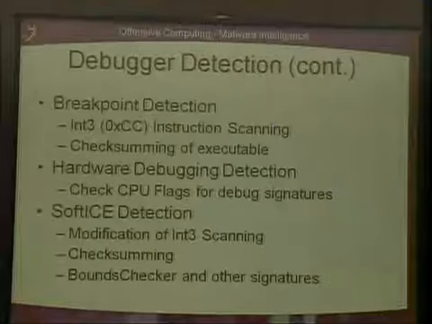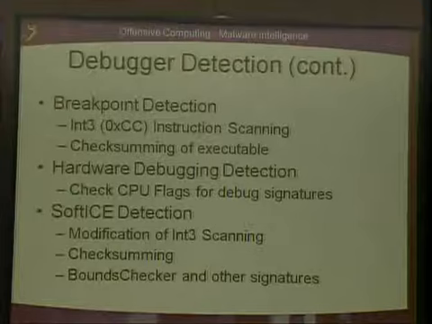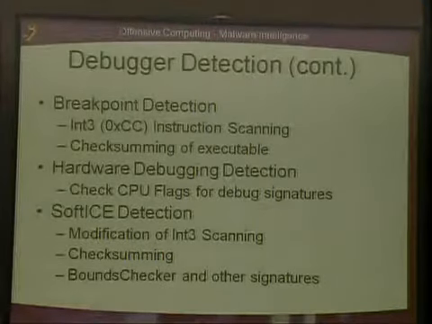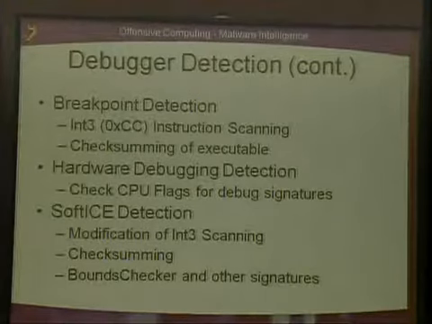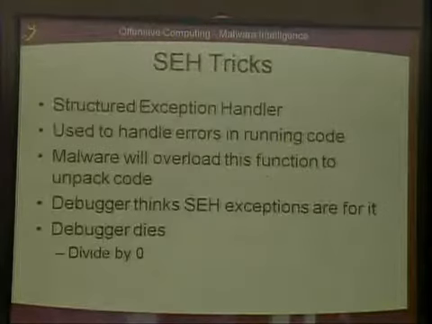to detect debuggers. You can look for breakpoints. You can check some yourself in memory to see if you've been modified. A lot of times this is what happens. You can do hardware debugging detection, where you check CPU flags for certain signatures or settings that indicate that you're running in a debugger. People used to use SoftICE a while back, which was a pretty good kernel debugger, and there's pages and pages of methods for detecting SoftICE.